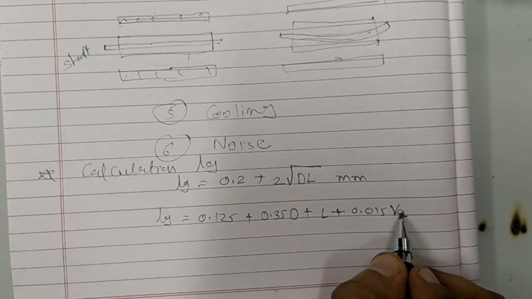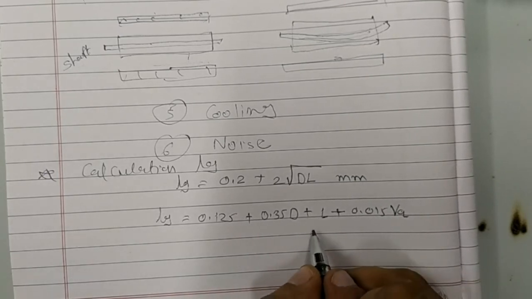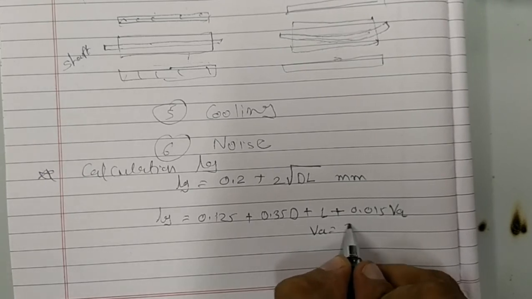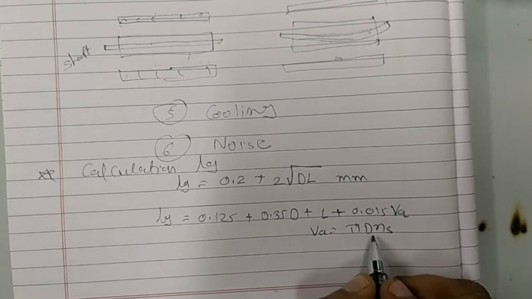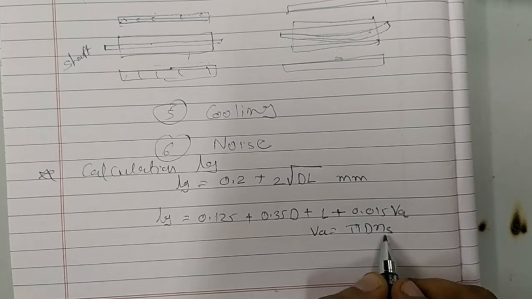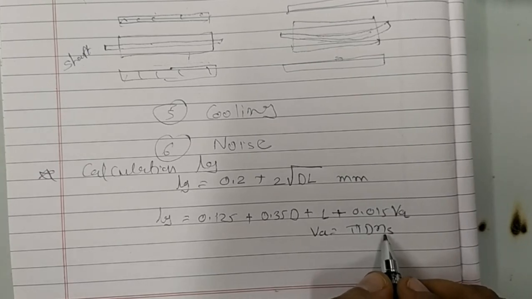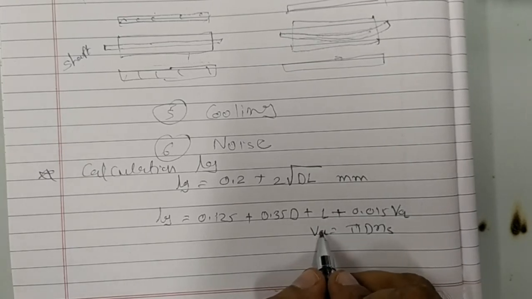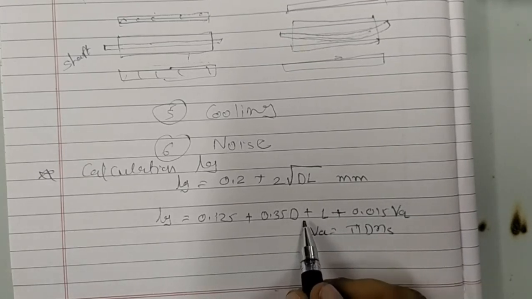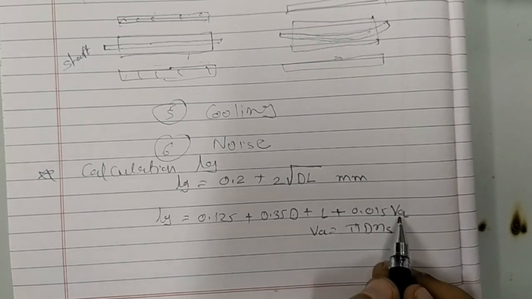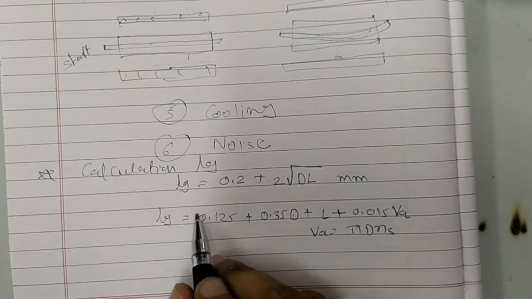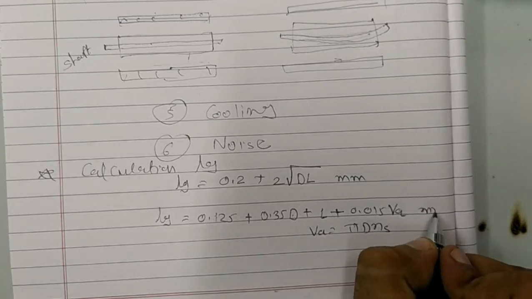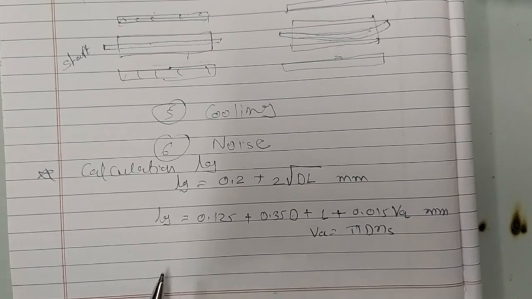and peripheral speed. The peripheral speed equation you also know: Va is equal to pi into D into ns, where D is the diameter and ns is the synchronous speed in rps. The unit of Va will be meter per second. In this equation also you have to take D in meters, L in meters, and Va in meters per second, and whatever numerical value you get, you will take it as mm, and that is going to be your Lg.